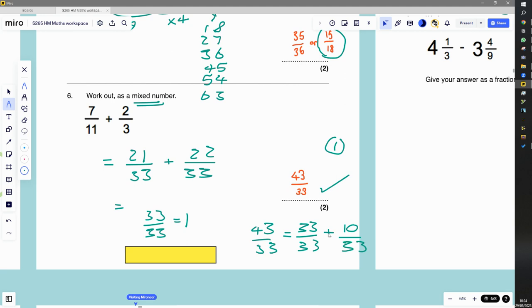10 over 33. Well, as I said a moment ago, 33 over 33 is, of course, 1. So it's going to be 1 plus 10 over 33, which is just the same as 1 and 10 over 33. So that's the answer that they were looking for. That's how to separate it into these mixed numbers.